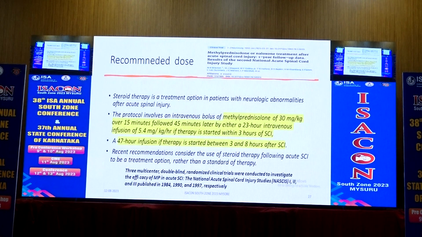And 3 multicentric studies were done, and they have published reports in 1984, 1990 and 1970, and they have suggested a regime where you are going to give methylprednisolone bolus of 30 milligrams per kg over 15 minutes, and followed by after 45 minutes you go for an infusion, a 23-hour infusion. Dose is 5.4 milligram per kg per hour if you are going to start the methylprednisolone within the initial 3 hours. Now if you are going to start within 3 to 8 hours, go for a 47-hour infusion.